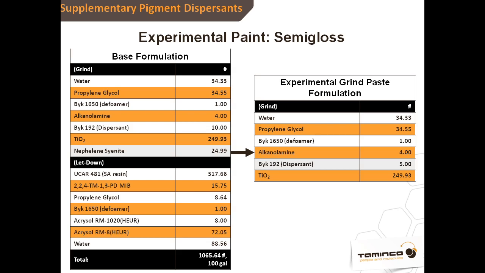So we just have a simple grind with TiO2, a dispersant. We put all the alkanolamine into the grind in this case, and some defoamer and some antifreeze. Sort of arbitrary selections of what we were going to pull out and put into the grind.